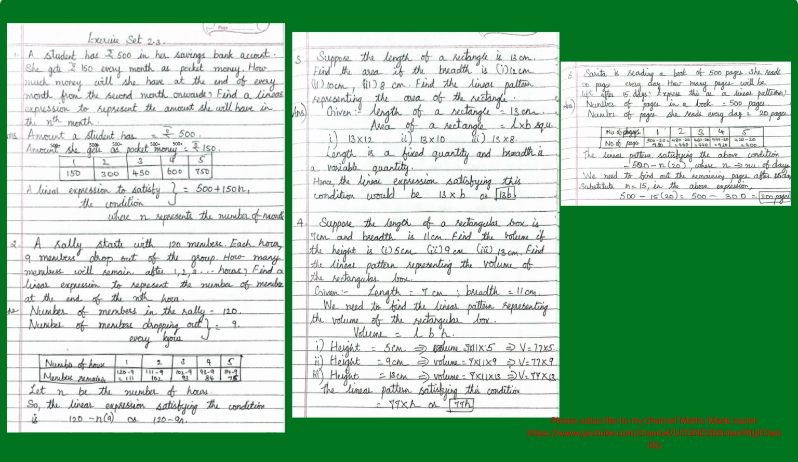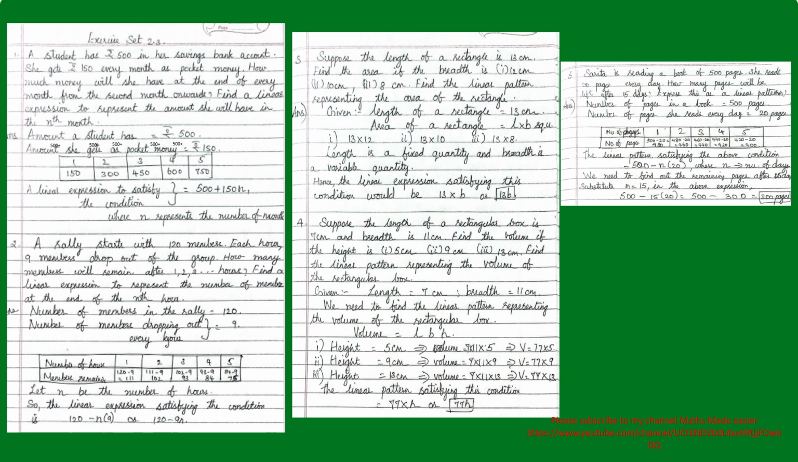So, at the end of the first month, as per the table, we will get 500 plus 150. Second month, 500 plus 300. Third month, 500 plus 450 and so on. So, a linear expression to satisfy this condition would be 500 plus 150n, where n represents the number of months. Looking at the table, we can find out how much money she would get from the second month onwards.